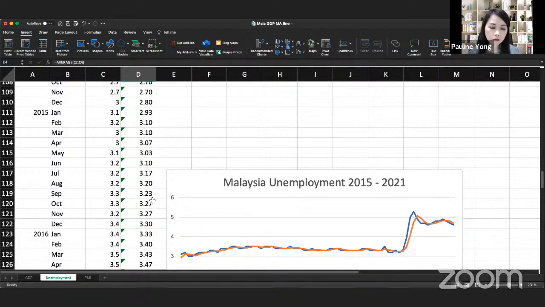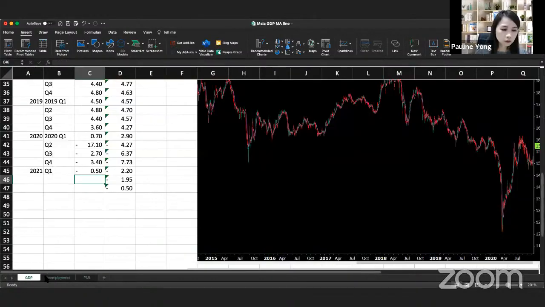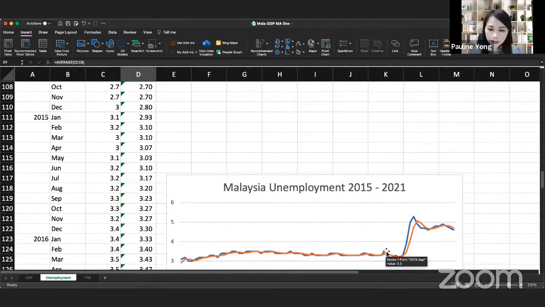If you want to use the inflation rate, probably you want to forecast what is going to happen to the interest rate, then you use the inflation rate. But for the stock market, I think these two are good. And if you want to use the PMI, you also can, but I didn't do the PMI. I just did the GDP and unemployment.